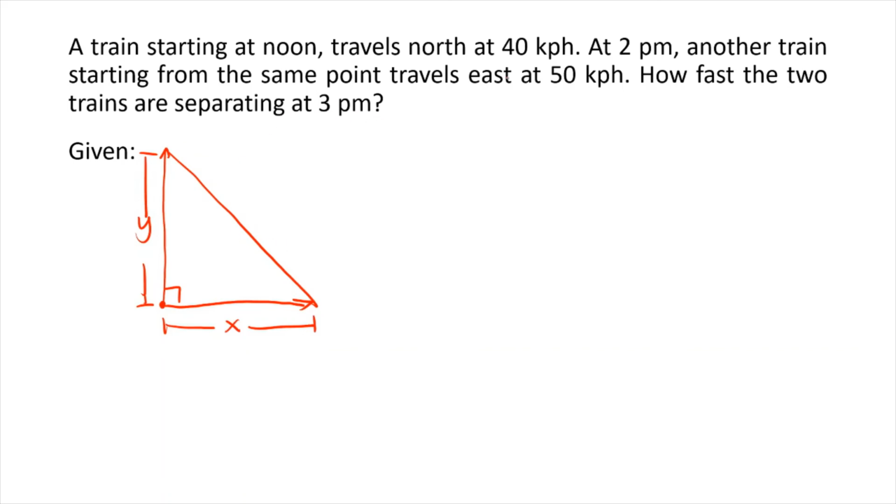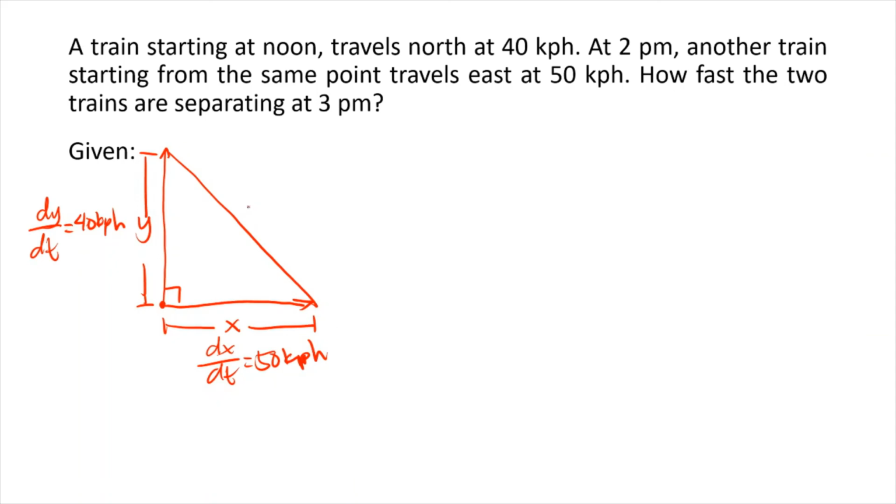The first train is traveling at the rate of 40 kilometers per hour. Therefore, y is changing at the rate of 40 kilometers per hour. So dy/dt is equal to positive 40 kilometers per hour. And then the second train is traveling at the rate of 50 kilometers per hour. Therefore, x is increasing at the rate of 50 kilometers per hour. So dx/dt equals positive 50 kilometers per hour.